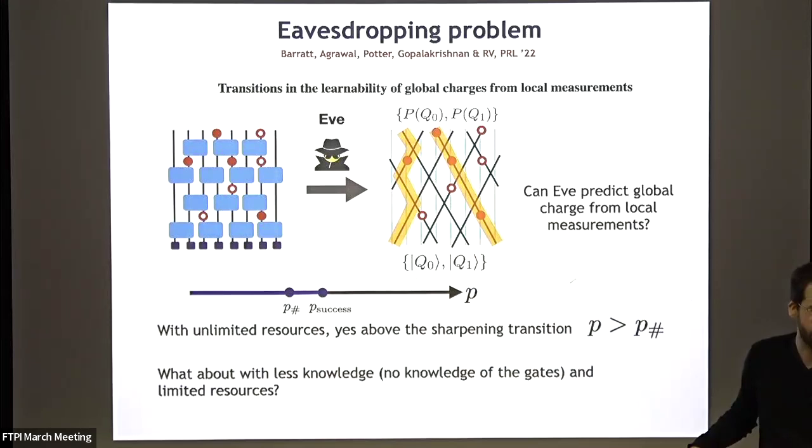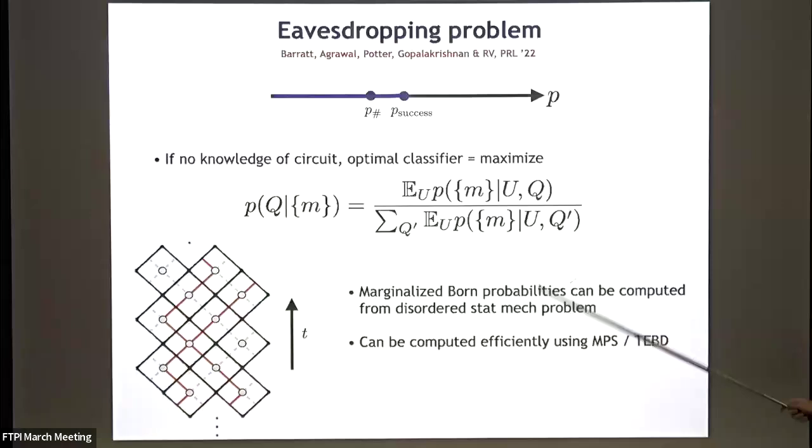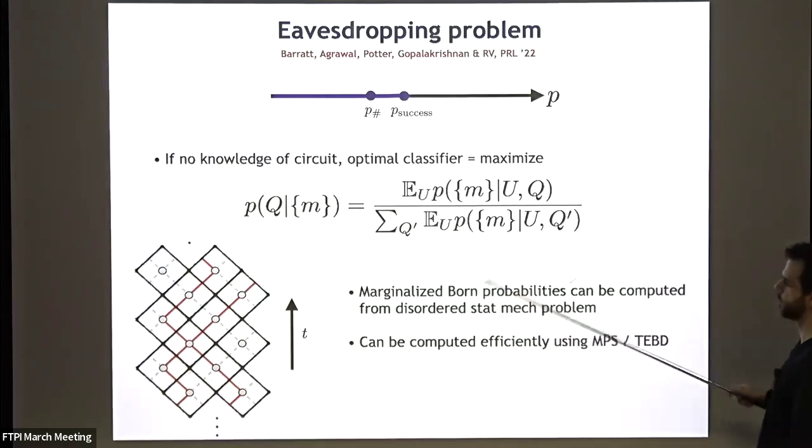So ignore that formula. But the important point is, if you don't have knowledge of the circuit, that is, if you marginalize over whatever gates you have, it ends up being a classical problem, which is still non-trivial. It's basically counting random walks that are compatible with those measurement outcomes. And this is actually what the field theory is about as well. It's about this classical system. And we can do it efficiently numerically.